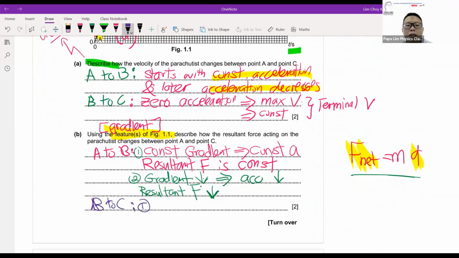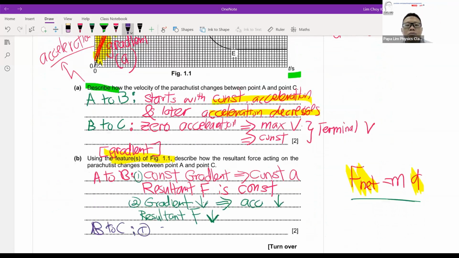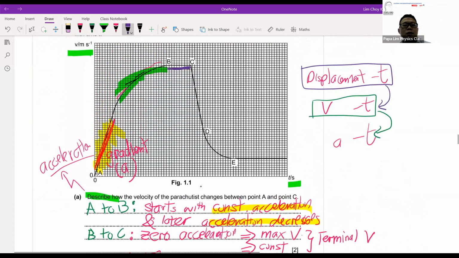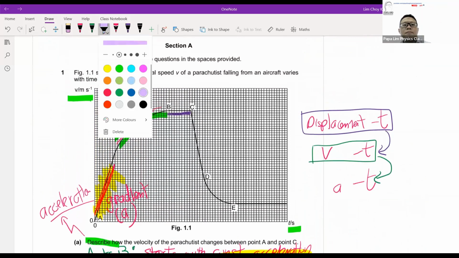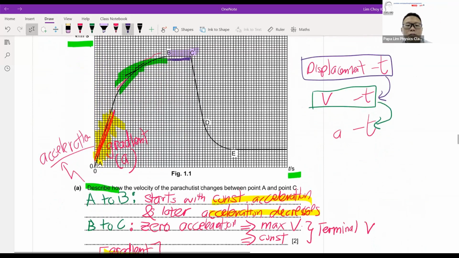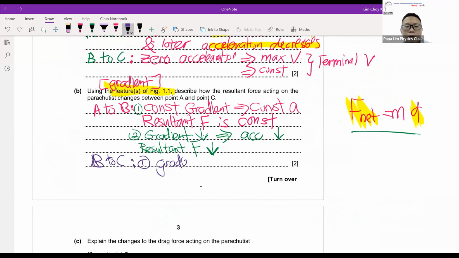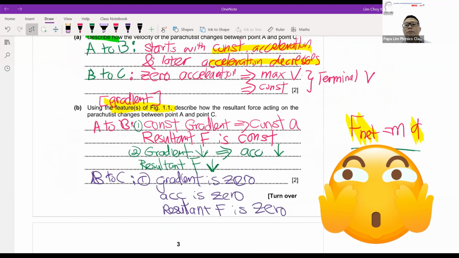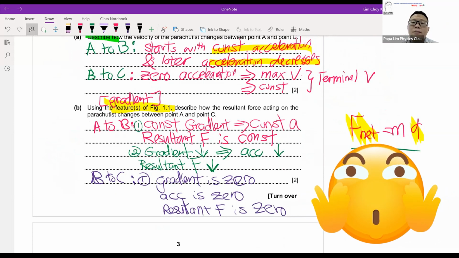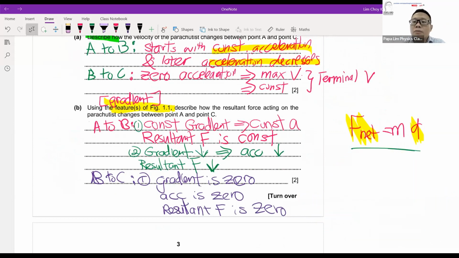at BC, the graph is a straight line. Take a look at this straight line: the gradient is constant, and I said 0. So at this portion, the gradient of the graph is 0, which implies the acceleration is also 0, and based on Newton's law, the resultant force will also be 0. This is how the information from the graph in figure 1.1 aids us in finding the resultant force.